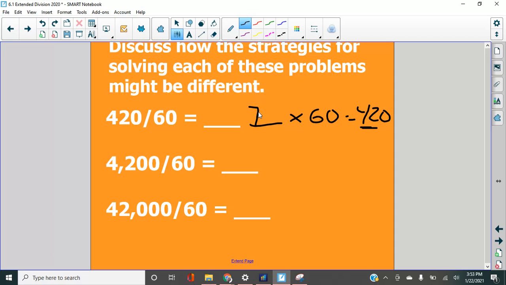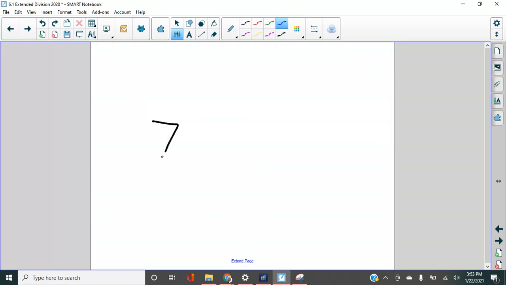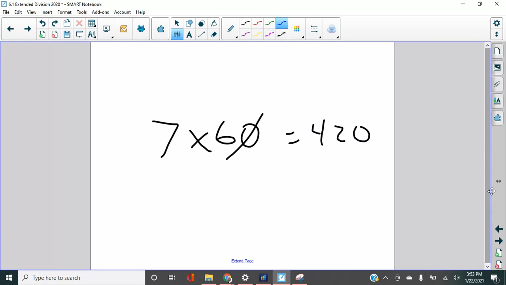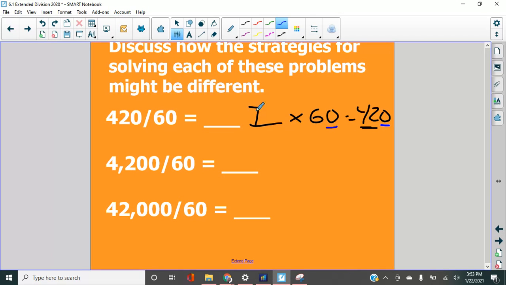Now, think here. 7 times 60. So I have 1 zero in the answer right here. And I have a 0 in the problem already. So I don't need another 0 here. If you think about it, let's say Mr. White just gave you that problem, 7 times 60. Well, you would say it was 420. And it is. So in this problem, we do not need to add another 0 because we already have 1, and we need 1 in the answer. So here is just 7. See how that's a little different?